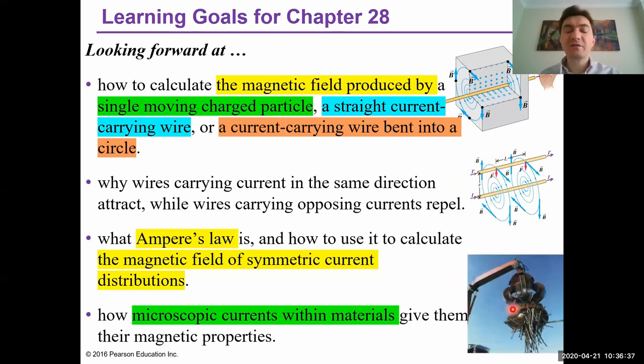In addition to that, during the next lecture on Thursday, we will talk about Ampere's law and we will discuss how to use that law to calculate magnetic field of symmetric current distributions. And we will discuss the microscopic currents within materials. In nature, there are many different types of magnetic materials that produce magnetic field around themselves. So we will discuss paramagnetism, ferromagnetism, and also diamagnetism.